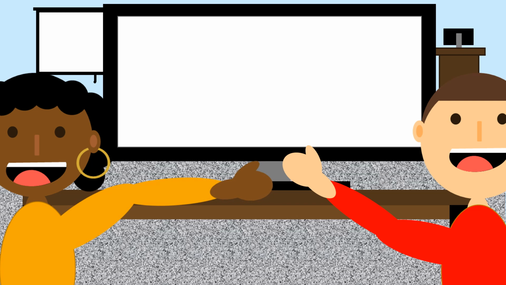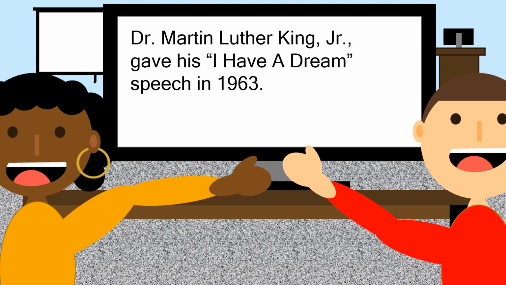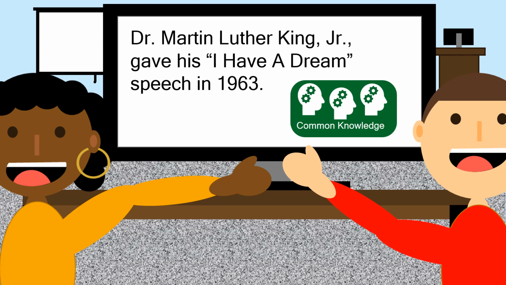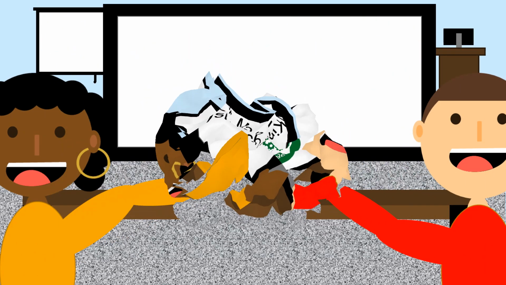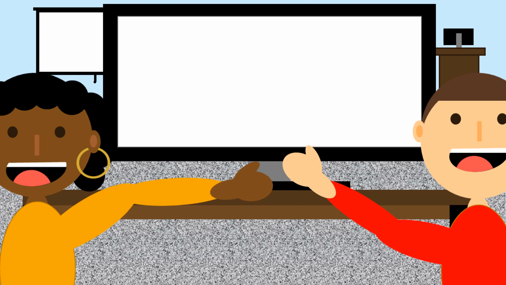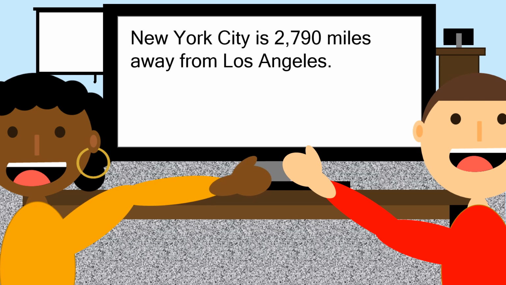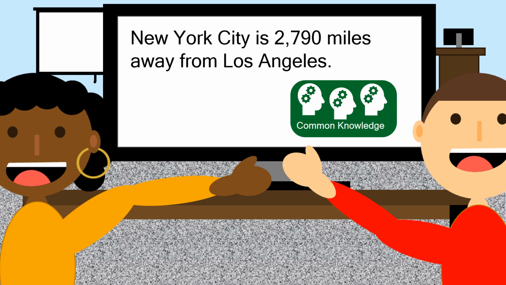For example, Dr. Martin Luther King Jr. gave his I Have a Dream speech in 1963 is common knowledge. Numbers can be common knowledge too, such as New York City is 2,790 miles away from Los Angeles.